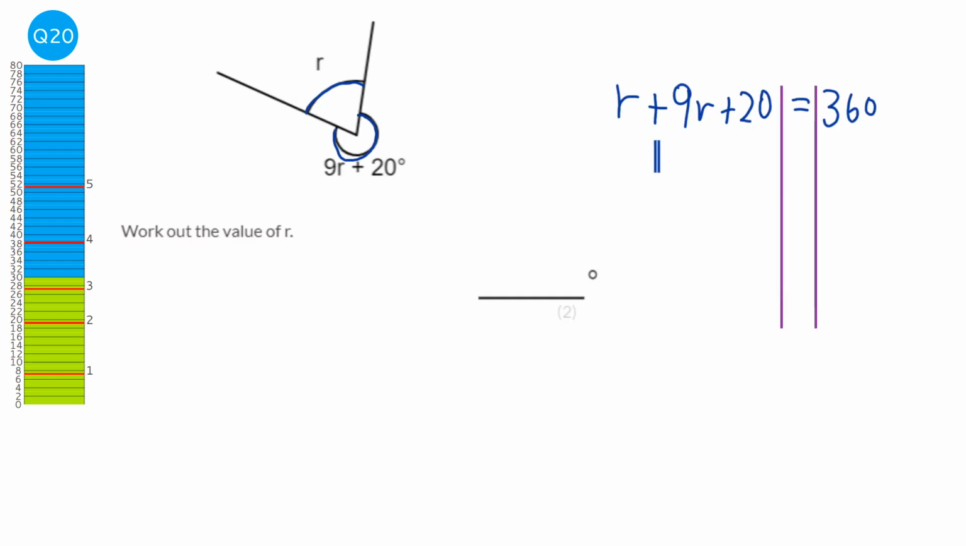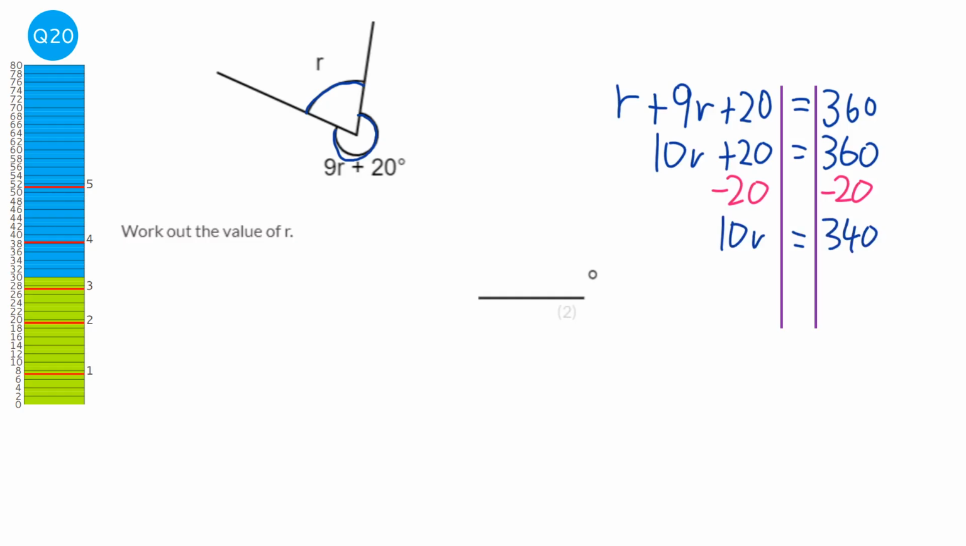So first of all, let's add the r's together, and so that will be 10r plus 20 equals 360. Then we're going to subtract the 20 from both sides. So we have 10r equals 340. And then we're going to divide by 10 both sides. So we have r equals 34. So our answer is 34.